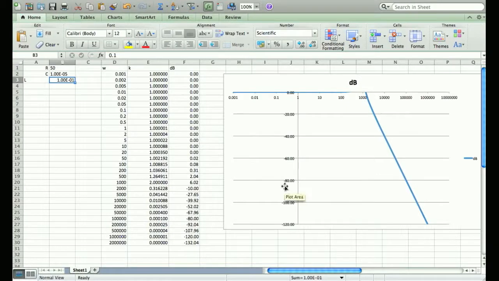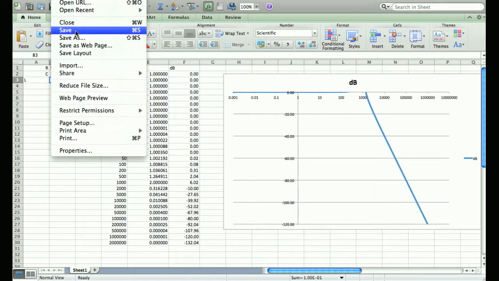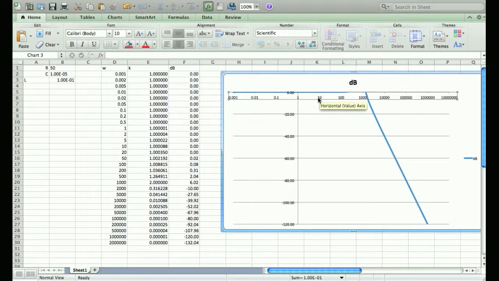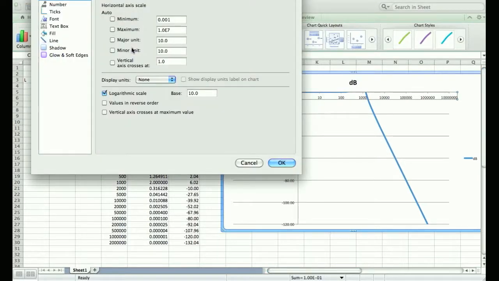Okay. So we're going to be plotting K, which is the magnitude, in Excel. And this is just a little bit large. I'm going to scale it down. Okay. Is that visible? Okay.